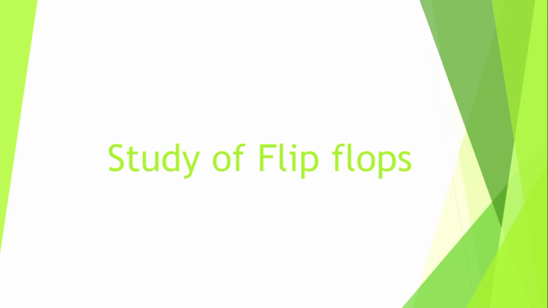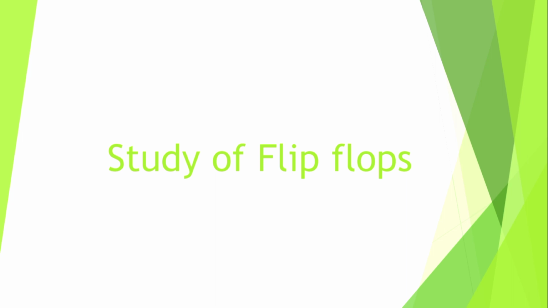The next experiment we are going to see is the study of flip-flops. We are going to see the RS flip-flop, D flip-flop, and JK flip-flop. What is an RS flip-flop? The clocked RS flip-flop consists of NAND gates and the output changes its state with respect to the input on application of the clock pulse.